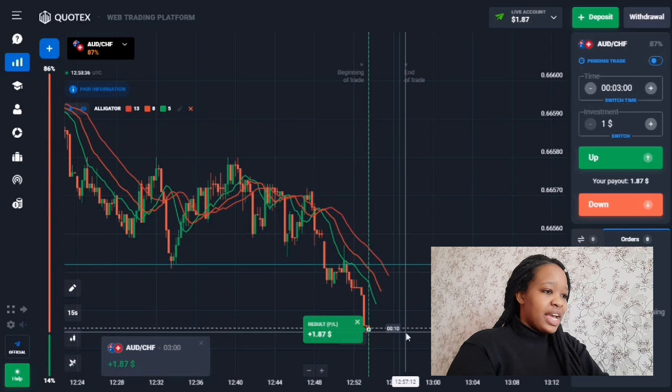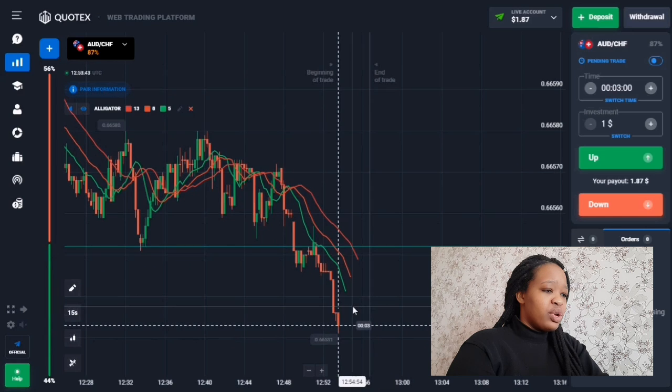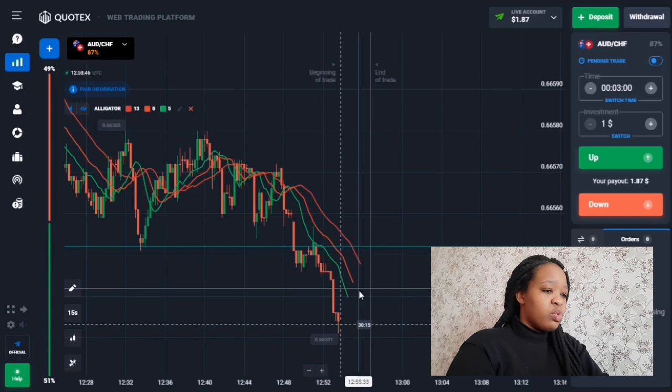Well, it's very nice. Price trended down and it has brought me my profit. The indicator signaled a very good entry point, and now I will continue my trading.